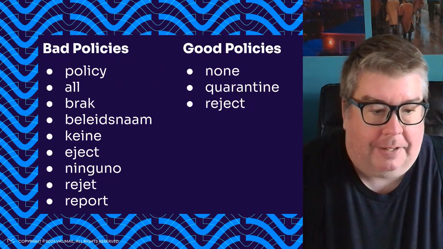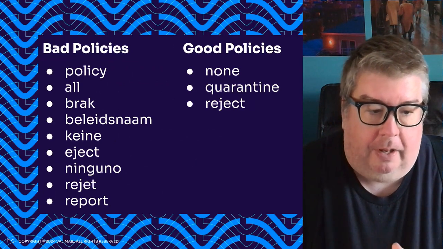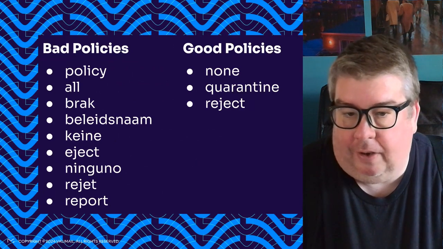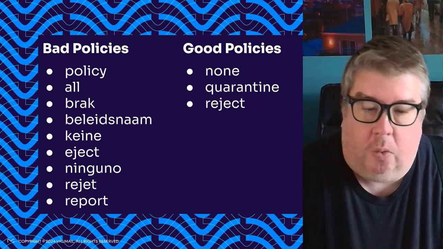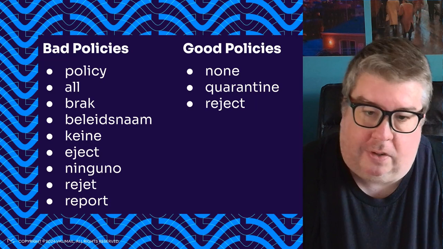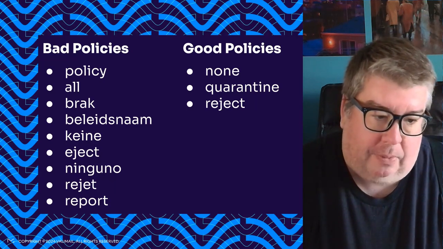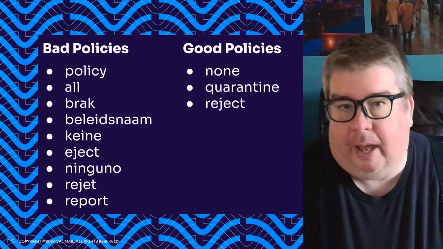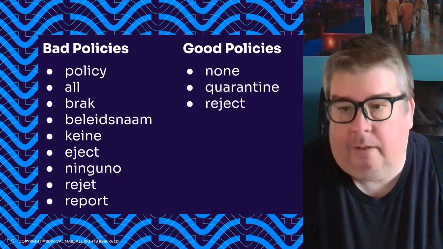Now, bad policies, the p= field. People put lots of silly stuff in that p= field, right? When really you're only supposed to put none, quarantine, or reject. And even I would question whether or not none is a good policy, right? It doesn't protect your domain. That's where quarantine and reject are much better from a domain protection perspective.